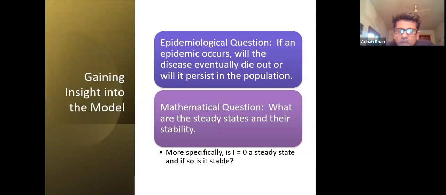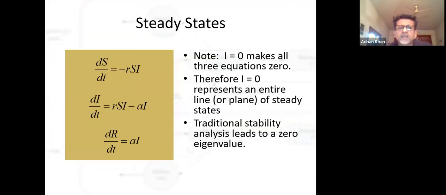Okay. Another question which we ask is, will the disease die out or persist in the population? Dying out would mean that I is equal to 0. So what happens when I is 0? Is I equals 0 a steady state of this system? If you plug in I equals 0, you get a degenerate system. Everything is 0, right? And so basically I equals 0 is an entire line of steady states if you just look at the SI plane. So the bottom line is, in the SIR model, everything eventually dies out. There is no endemic steady state, or the disease cannot persist in the population as per the SIR model.